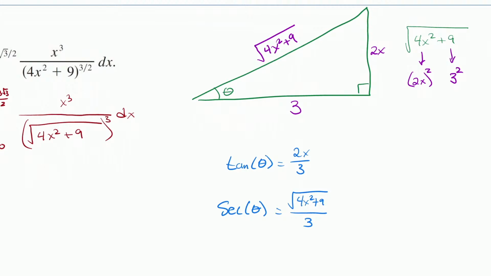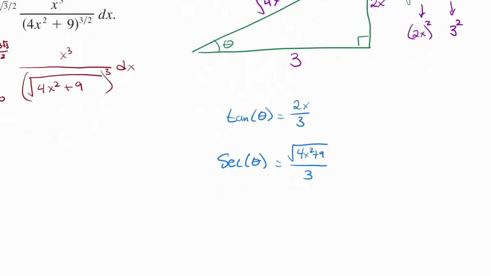So just to remind you, the tangent is opposite over adjacent. Secant is the reciprocal of cosine. Cosine would be this side over that, right? Adjacent over hypotenuse. This is hypotenuse over adjacent, so that's secant.